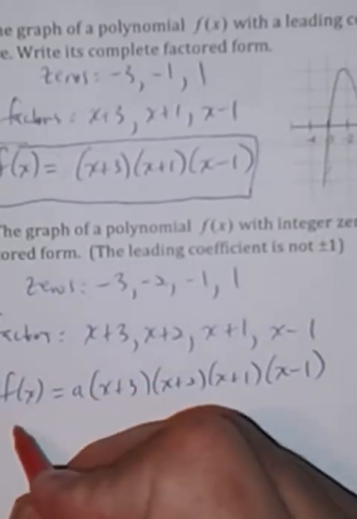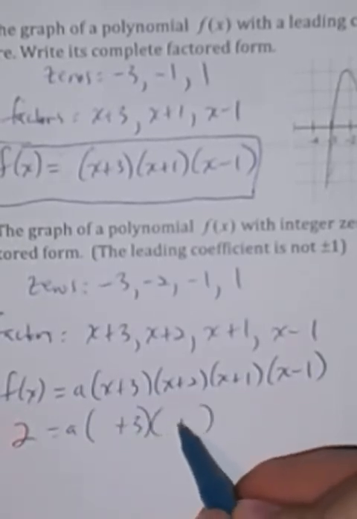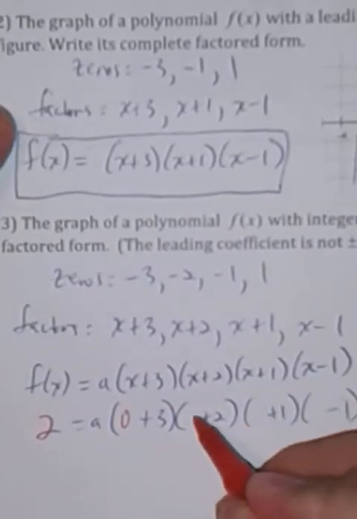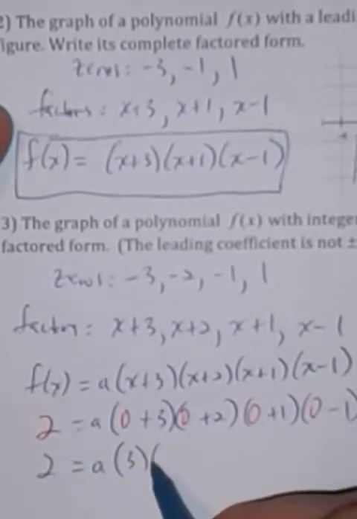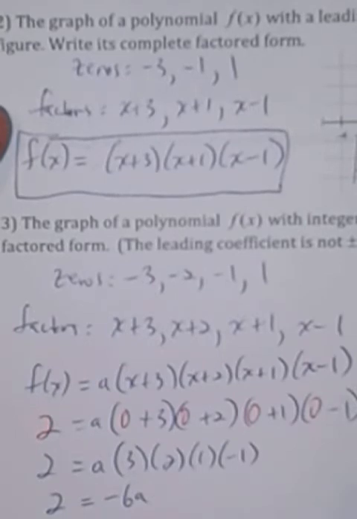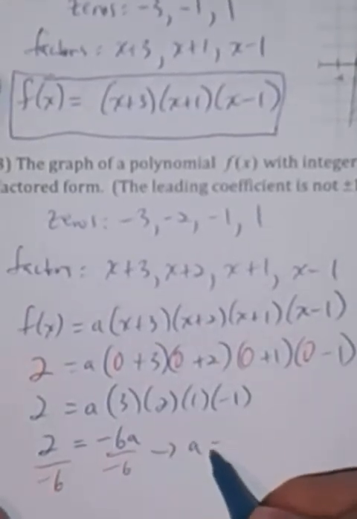Okay, so f of x is 2 equals a times 0 plus 3 times 0 plus 2 times 0 plus 1 times 0 minus 1. Right, each of those x's is 0. Alright, so I have 2 equals a times 0 plus 3 is 3, 0 plus 2 is 2, 0 plus 1 is 1, and 0 minus 1 is negative 1. So that's 2 equals, and 3 times 2 times 1 times negative 1 is negative 6. So I'll divide by negative 6. Remember, I'm solving for a. That's why I'm dividing by negative 6. And so I get a equals negative 1/3.